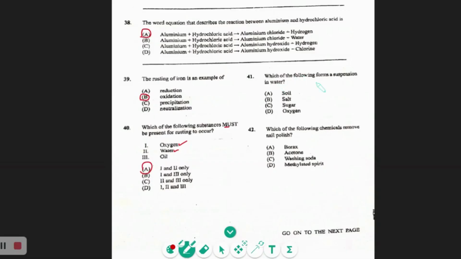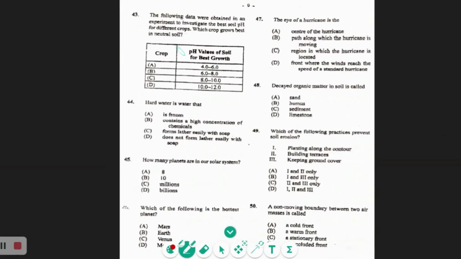41. Which of the following forms a suspension in water? A. Soil. 42. Which of the following chemicals remove nail polish? We know this for sure, especially the girls. So this is acetone. This is what we use to remove nail polish.